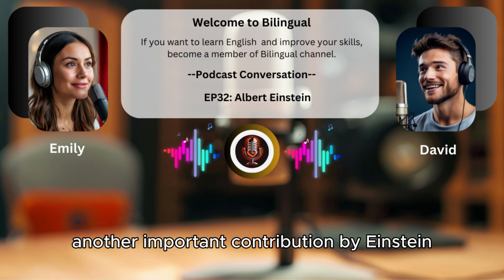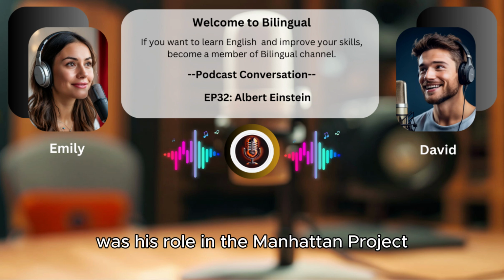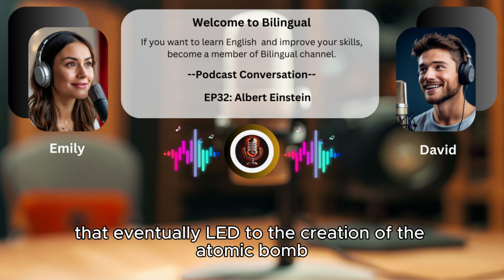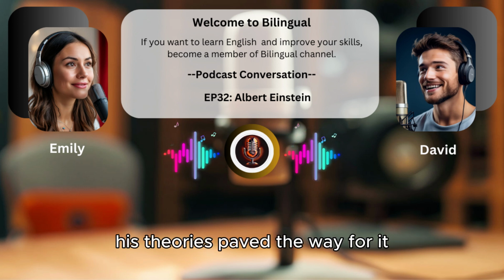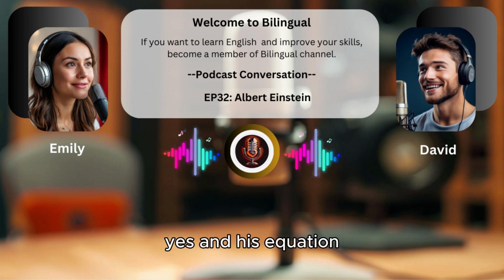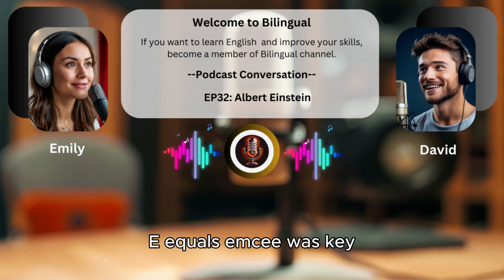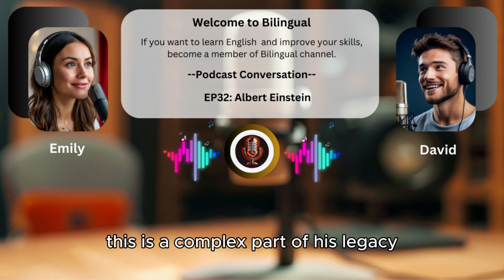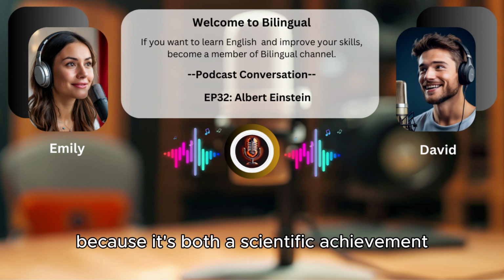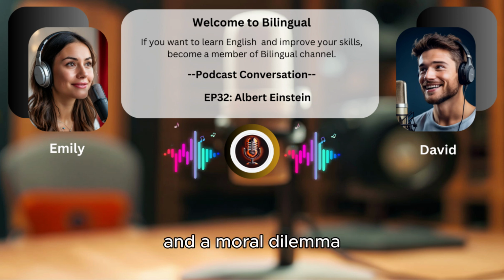Another important contribution by Einstein was his role in the Manhattan Project, the research effort that eventually led to the creation of the atomic bomb. Though Einstein wasn't directly involved, his theories paved the way for it. Yes, and his equation E equals mc squared was key to understanding the energy release in nuclear reactions. This is a complex part of his legacy because it's both a scientific achievement and a moral dilemma.